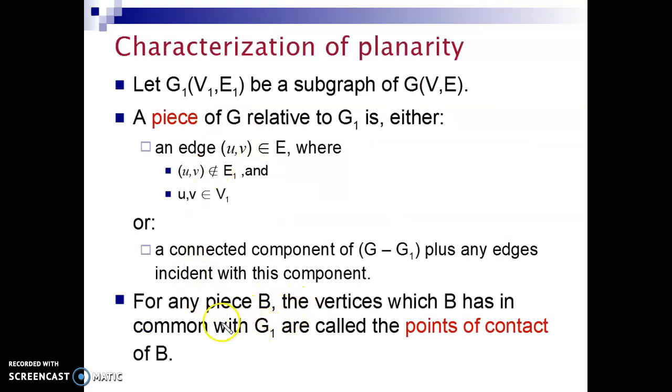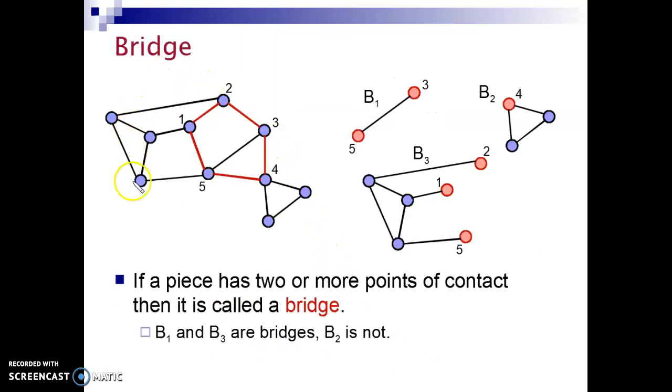A second term is named as points of contact. For any piece B, the vertices which B has in common with G1 are called the points of contact of this piece B. Again, let's go and examine the same example.